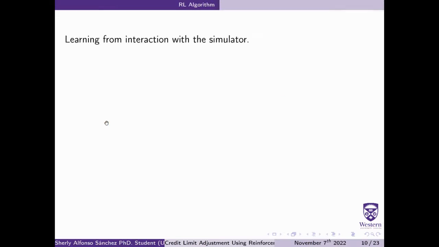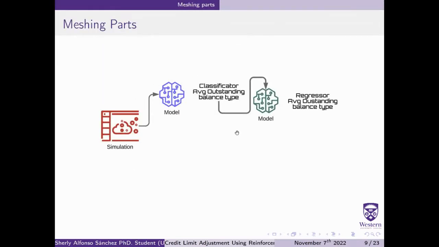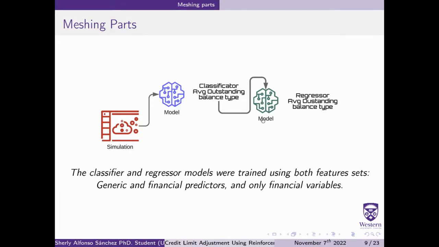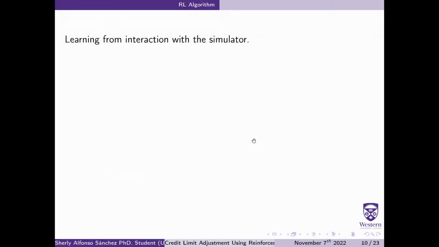After several experimentations, we found that the best model will be a two-stage model where first we have a classifier about the outstanding balance type, and then it proceeds with a regressor model that will have the amount of the balance at the end. All of these models were trained using not only the financial variables, but also the alternative information, that is information that usually the traditional banking sector doesn't have. So we wanted to see if this information will be important for them.